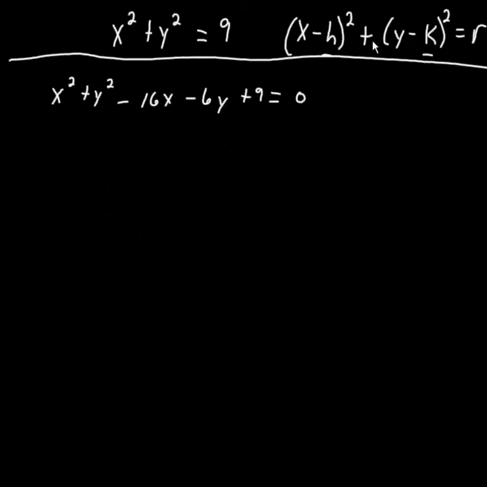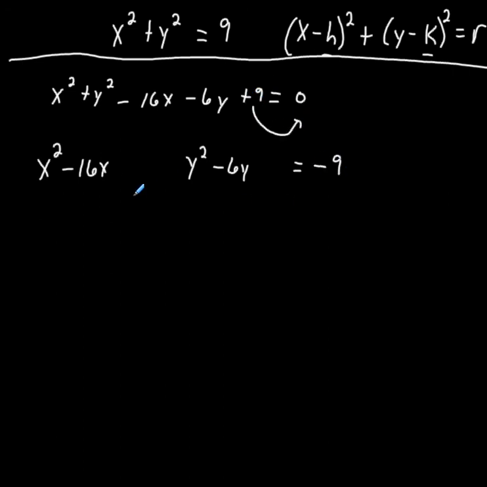Okay, here's the formula again. Alright, here's what we need to do. We need to get the x's together and the y's together. So let's rewrite this. X squared minus 16x. So I'm going to leave a space there. Y squared minus 6y, and now I'm going to put this 9 on the other side of the equal sign. So instead of a positive 9, when we move it over here, it becomes a negative 9.